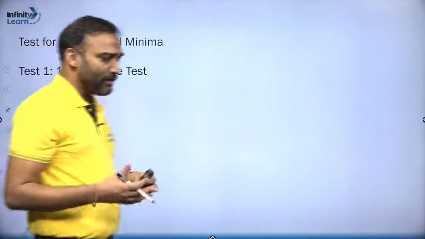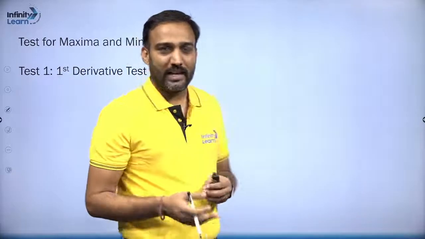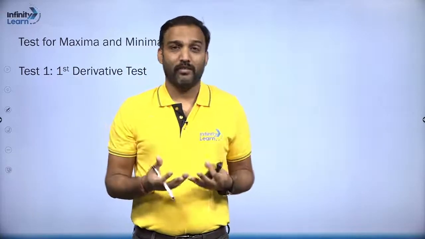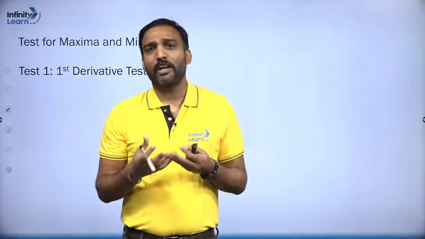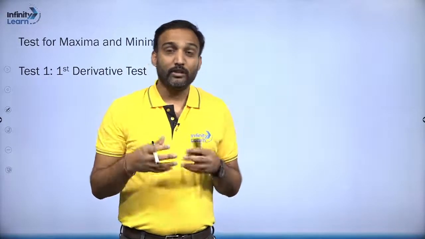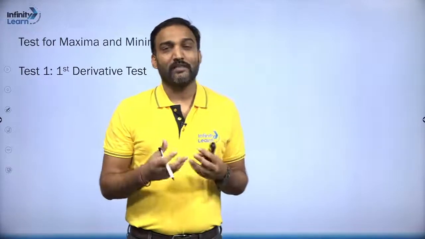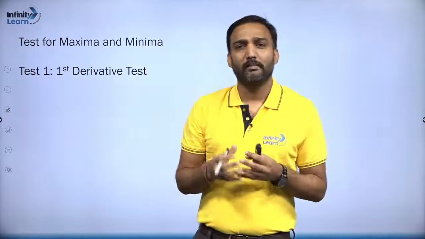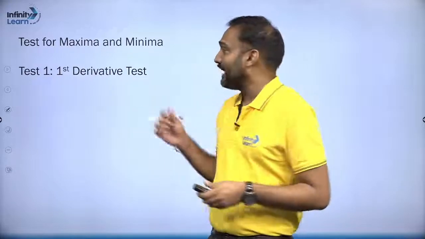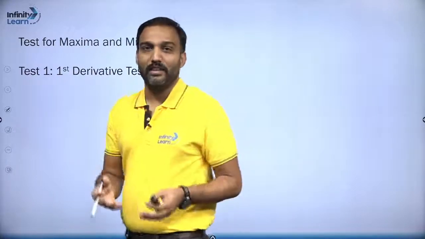So now we have talked about local maxima and local minima, right? And not every time would it be possible for us to draw the graph, because for every function we cannot draw the graph inside the examination. So it has a limitation. So we should have different tests to check whether there is a local maxima or local minima at a particular point. Now the first test that I am talking about right now is the first derivative test.